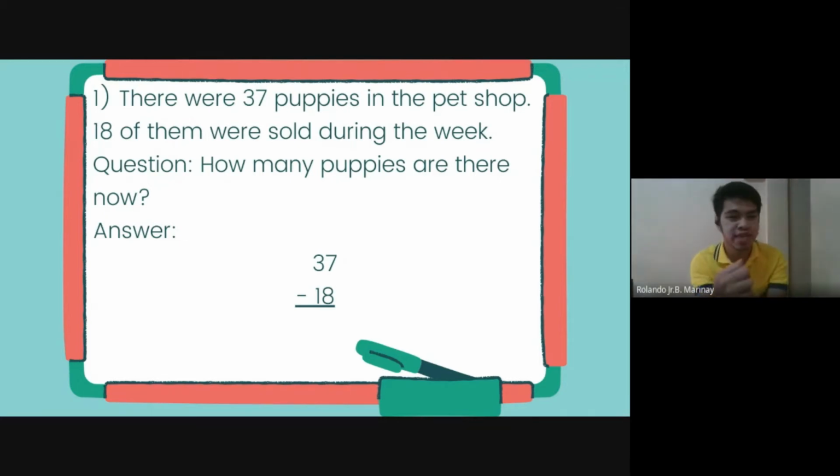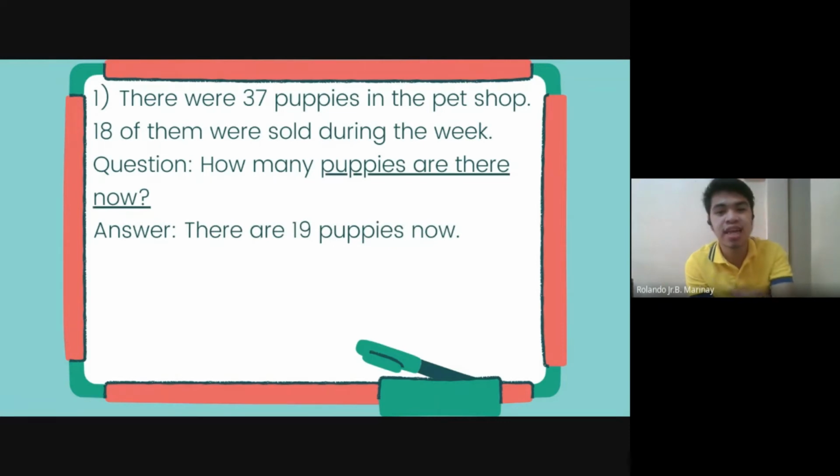So what will the answer be? We're going to subtract first 8 from 7. Since it cannot be done, we're going to borrow 1 from 3. So the 3 becomes 2 and 7 becomes 17. Then 17 minus 8 is 9, and 2 minus 1 is equal to 1. Therefore, 37 minus 18 is equal to 19. So the answer to this question is, there are 19 puppies now.